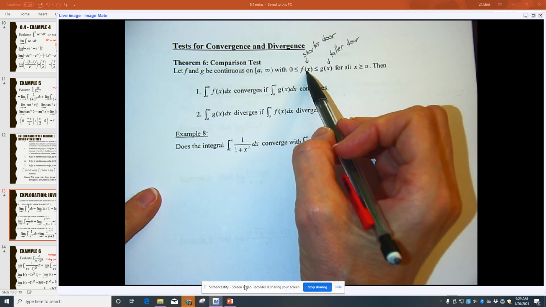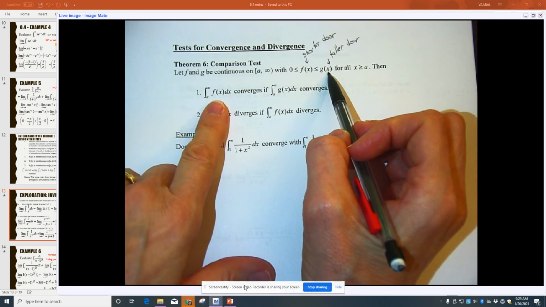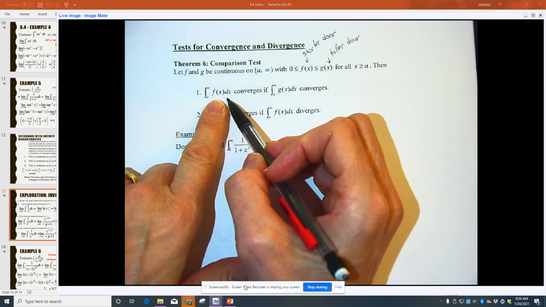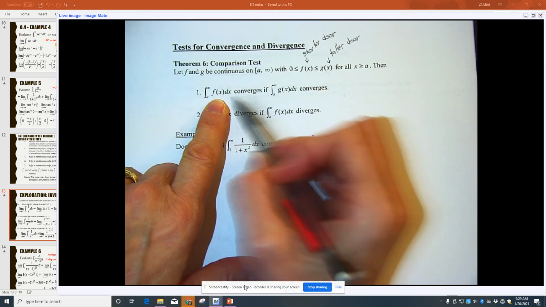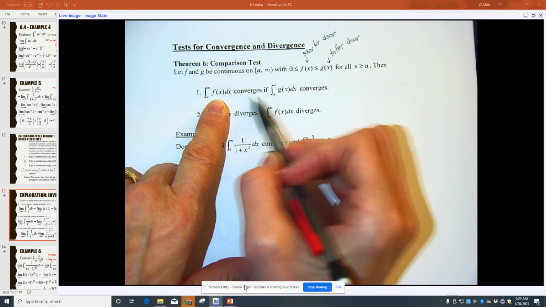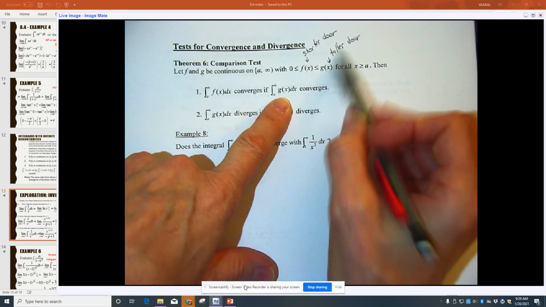If f of x is a short door and g of x is a tall door, think if I can walk through the short door, I'm short enough that I can walk through the short door. So I'm able to go through the door. So I say I converge. Then I'm for sure going to be able to walk through the door that's taller.